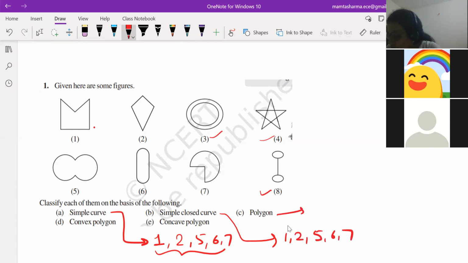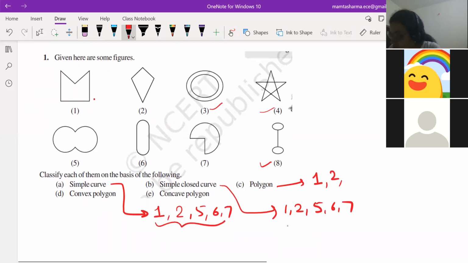Polygon, how many are polygons? First is a polygon, second is a polygon. 5 is a polygon. No, 6 is not a polygon. Polygon is made up of line segments. Ma'am, can we make 4 a polygon? No, 4 is not a polygon. So 1 and 2 are polygons. Now, a convex polygon.